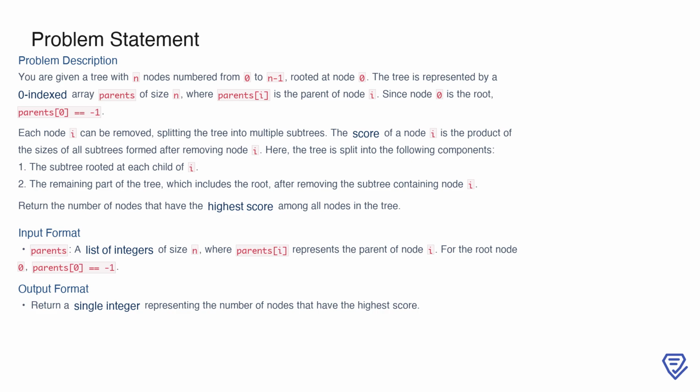Now, the task involves removing a node from this tree, which splits it into several subtrees. The score of a node is calculated as the product of the sizes of all these subtrees that are formed after its removal. Specifically, when you remove a node i, the resulting subtrees include those rooted at its children and the remaining part of the tree, which excludes the subtree containing i. Your goal is to determine how many nodes achieve the highest score across all nodes in the tree.